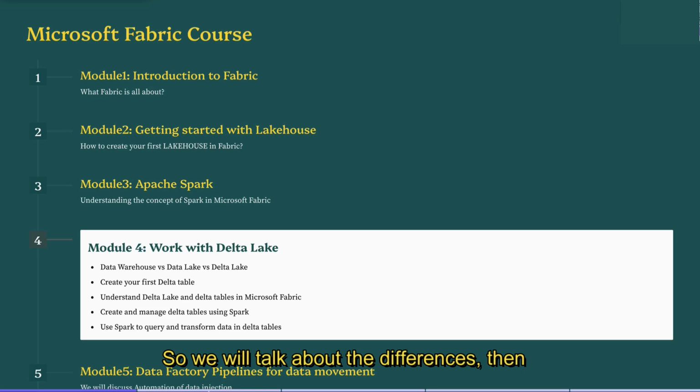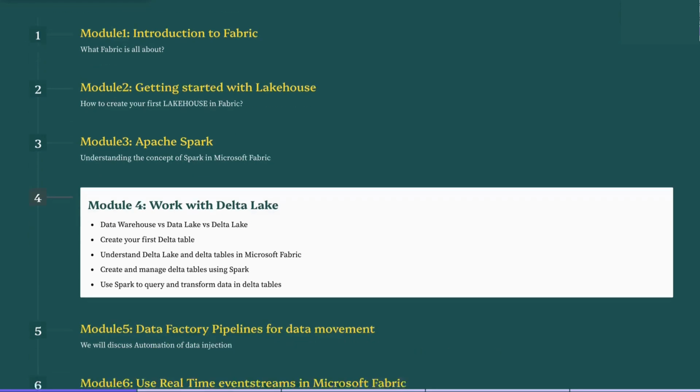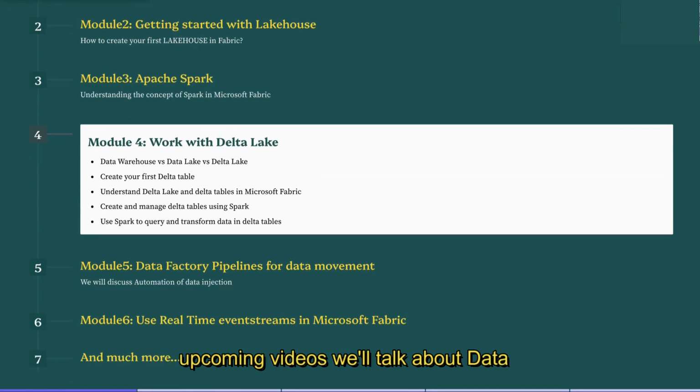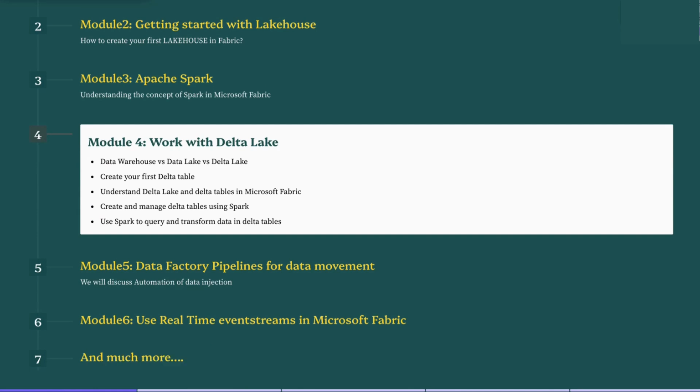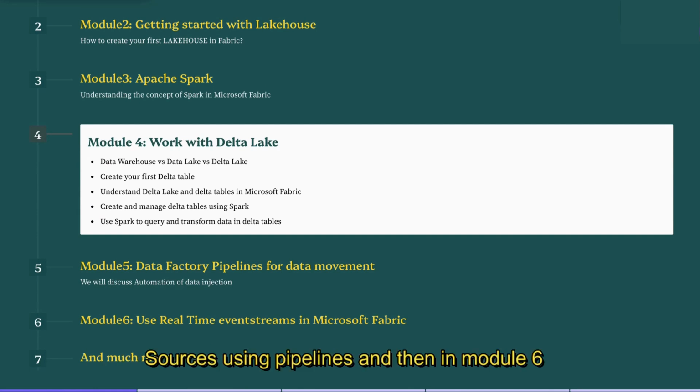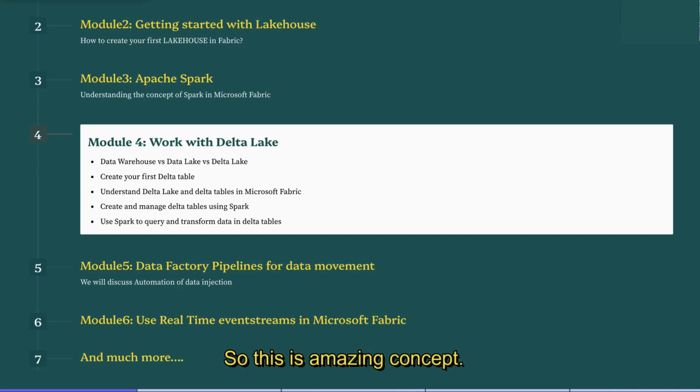We will talk about the differences, then we will talk about how you can create a first Delta table, and then understanding Delta Lake and Delta Table in Microsoft Fabric. This is what we will talk about in this particular video, and then in upcoming videos we'll talk about data factory pipelines, so how you can move your data from various other sources using pipelines. And then in module 6 we'll talk about real-time event streams in Microsoft Fabric. This is an amazing concept. We will talk about so many things in Microsoft Fabric in this particular playlist. So let's continue with our Delta Lake concept.